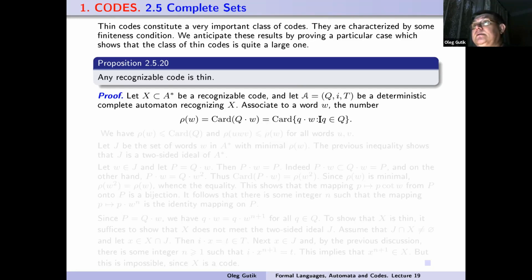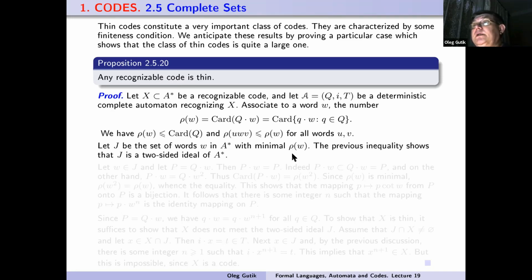The cardinality of such states where q belongs to Q capital. We have that rho of w is less or equal to the cardinality of Q capital, and rho of uwv is less or equal to rho of w for all words u and v. Let J be the set of the words w in the free monoid A star with minimal value of rho of w.